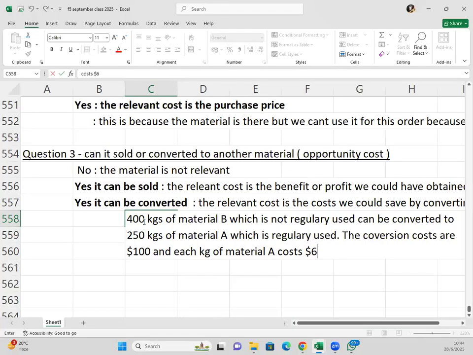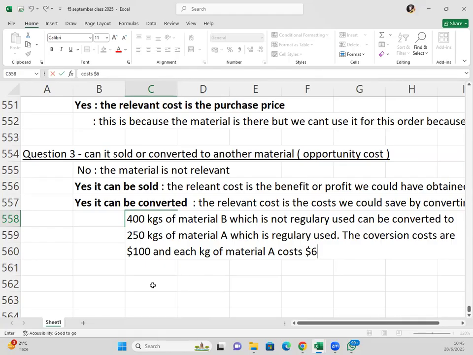So what are we saying here? We have 400 kgs of material B. Material B, we are not using it regularly. Maybe it's a material that we bought in error. And this person comes in with an order which requires material B, which we bought in error. But material B could also be changed to material A. We can convert material B so that it can work the same way with material A that we need. To convert material B to work in the same way that material A works, we need $100. So $100 would convert the 400 kgs of material B to 250 kgs of material A.